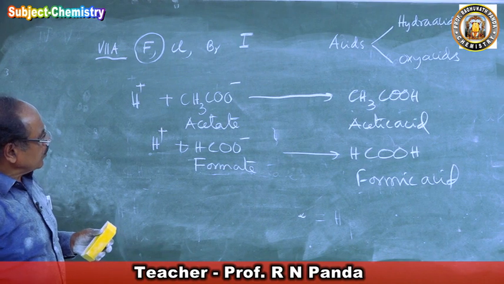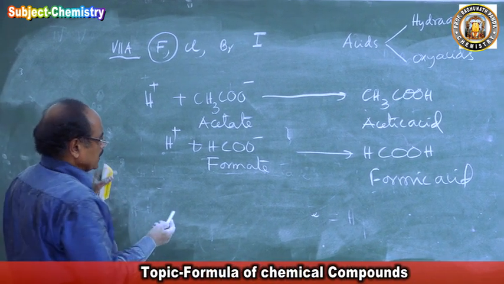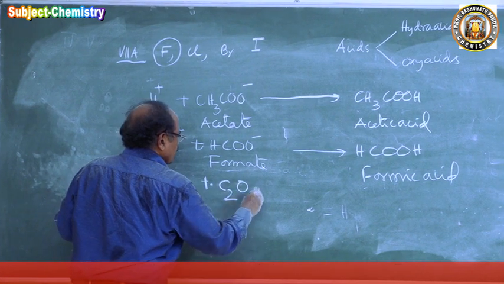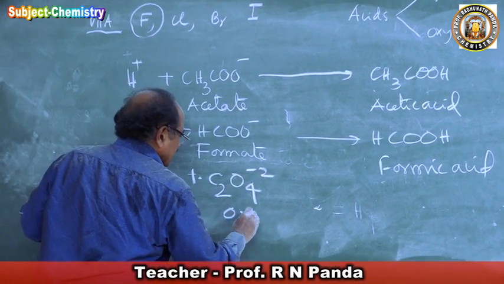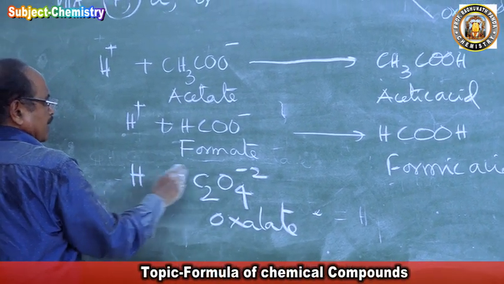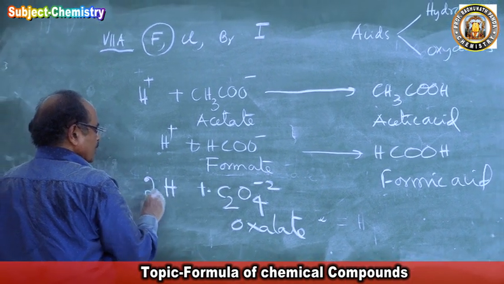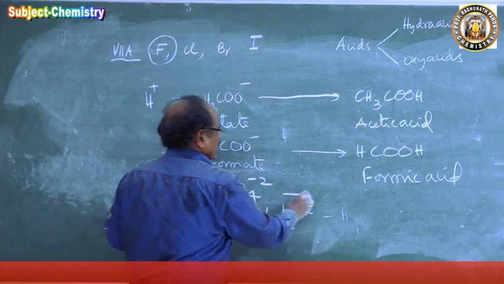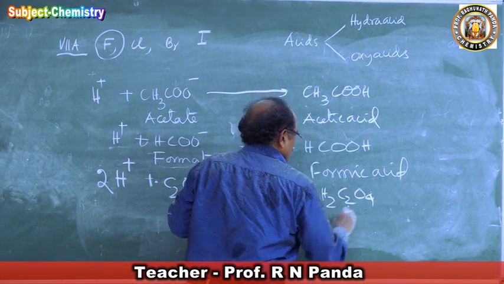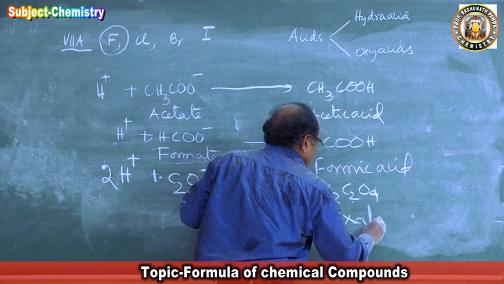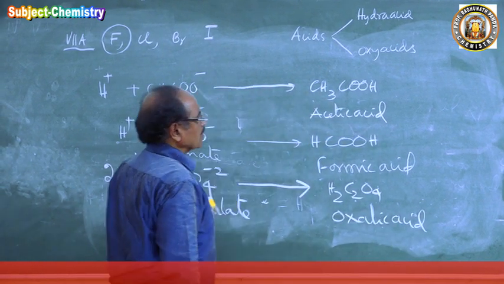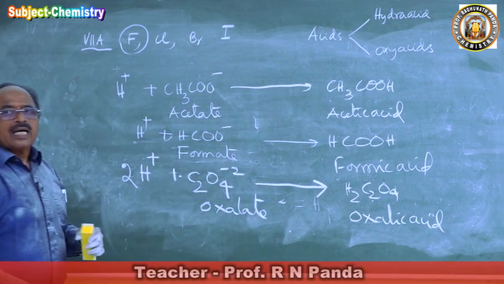Then let's come to C2O4 minus 2, which is oxalate. How many minus charges are there? Two minus. So how many H plus will combine? Two H plus. So the formula is H2C2O4, called oxalic acid. These three are organic acids: formic acid, acetic acid, and oxalic acid. So this completes your acid radicals.